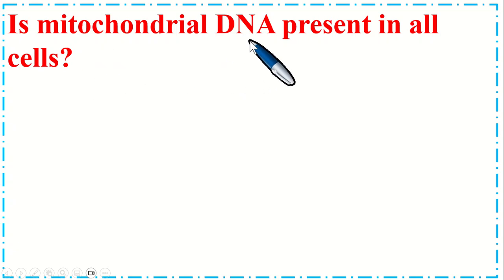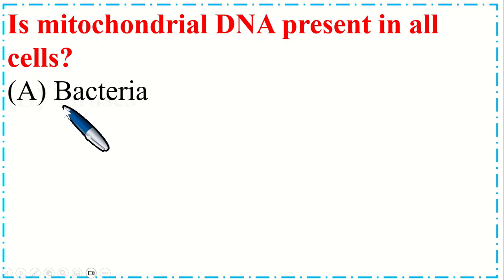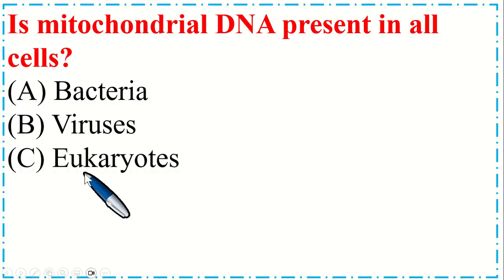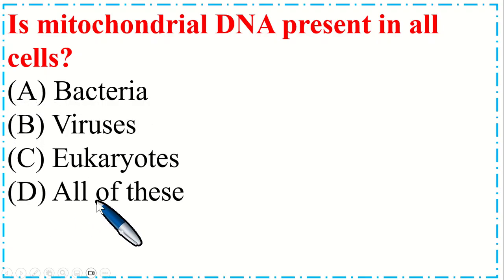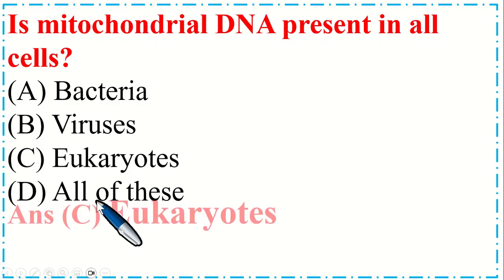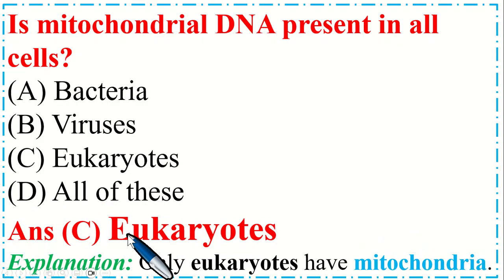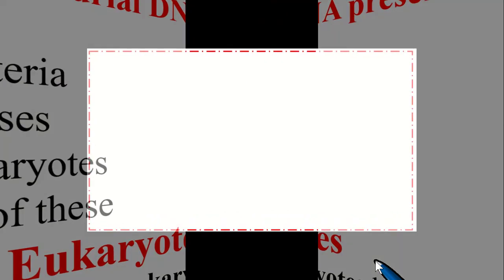Is mitochondrial DNA present in all cells? Option A bacteria, B viruses, C eukaryotes, and option D all of these. So the correct option is C, eukaryotes. Only eukaryotes have mitochondria.